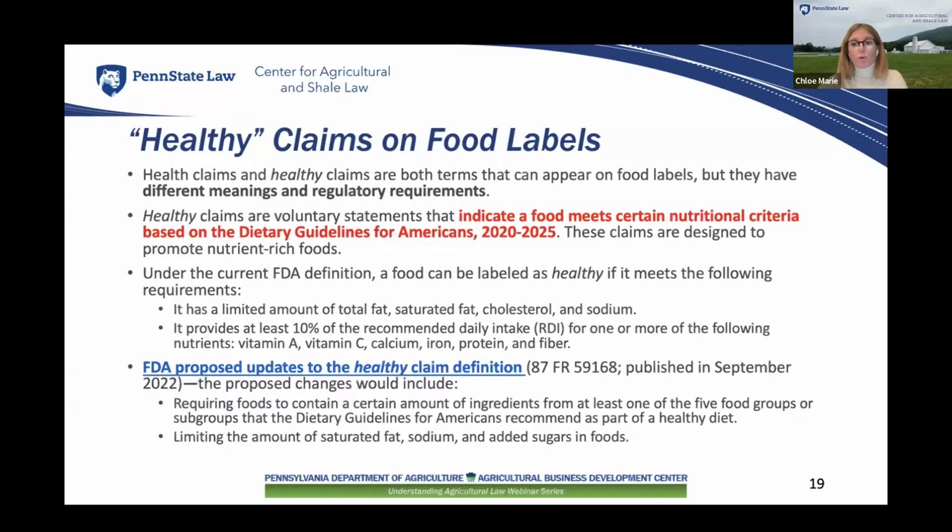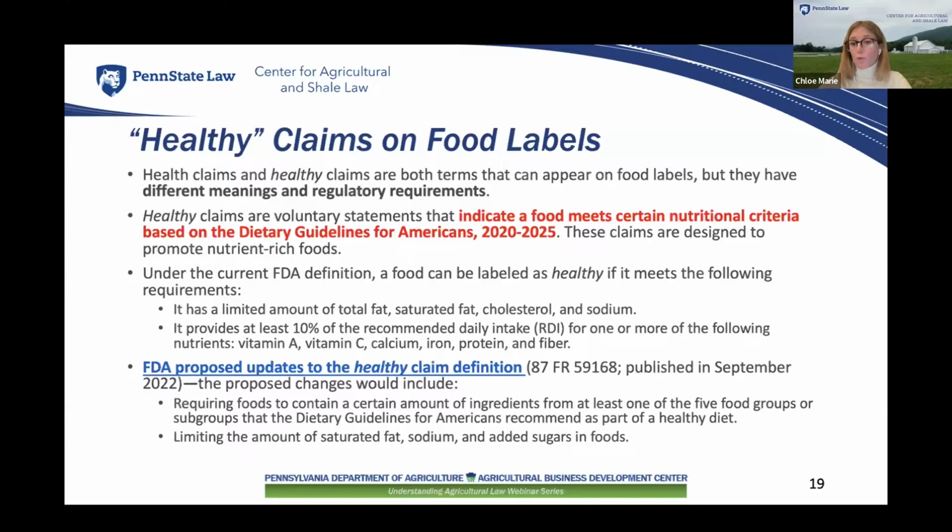In September 2022, the FDA actually proposed to update the definition of healthy to reflect more of the latest nutritional science and federal dietary guidance, including the Dietary Guidelines for Americans. Under the proposed changes, food would need to contain a certain amount of ingredients from at least one of the 5 food groups or subgroups that the current Dietary Guidelines for Americans recommend as part of a healthy diet. The proposed definition would also require foods to be limited in certain nutrients like saturated fat, sodium, and added sugars.